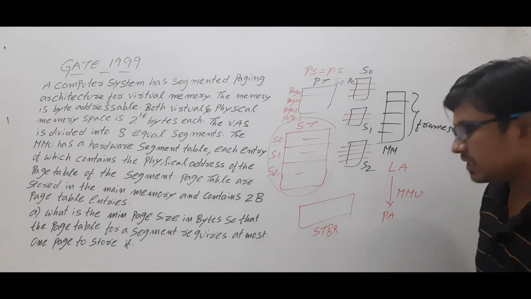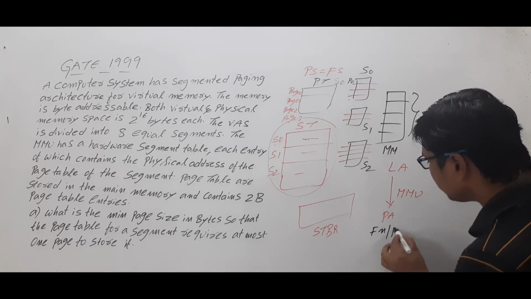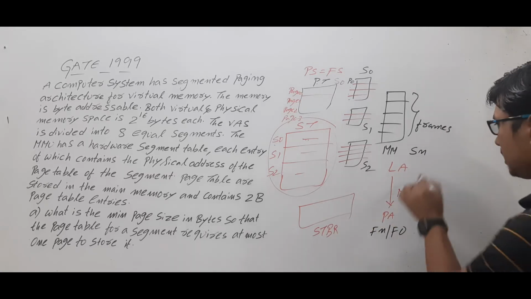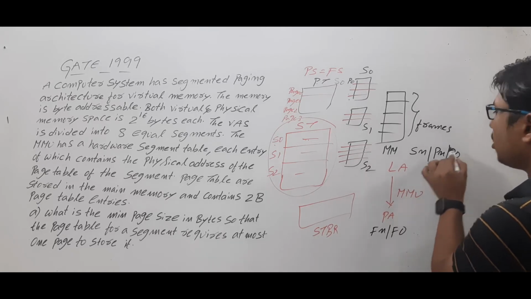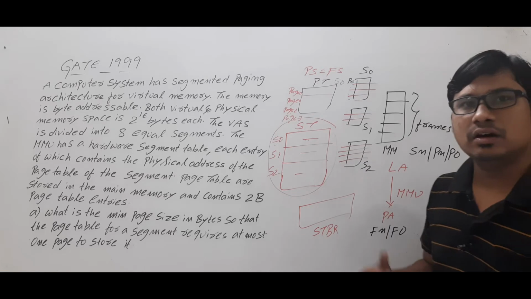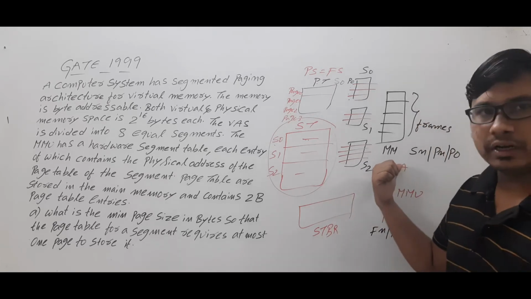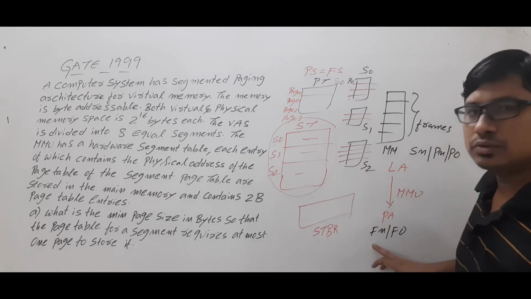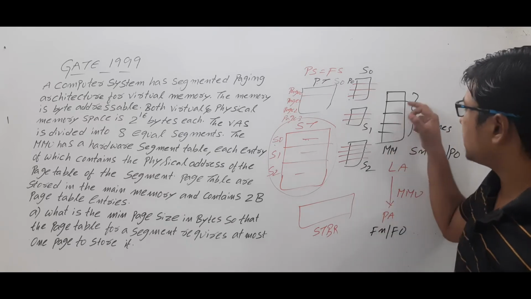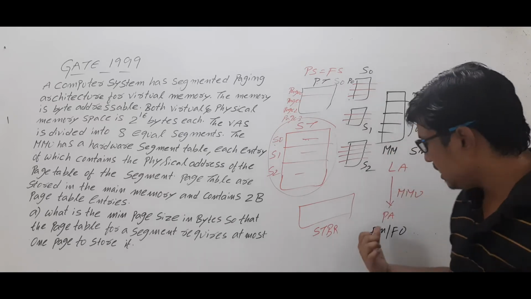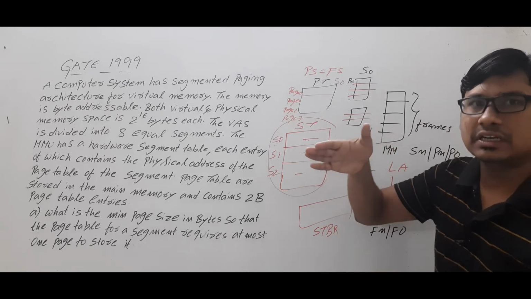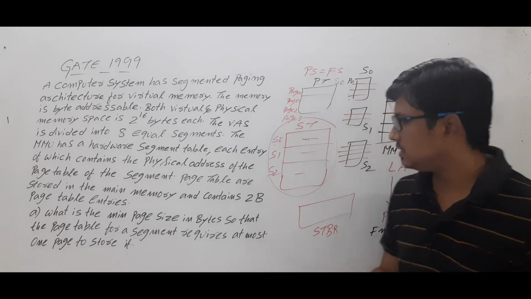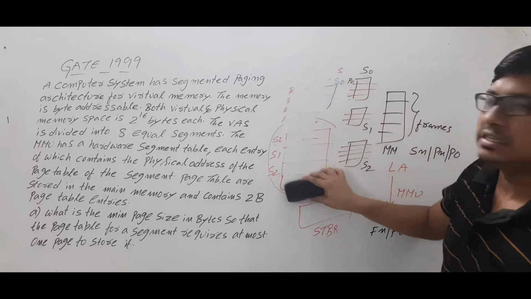The physical address will consist of frame number and then frame offset. The logical address will consist of segment number, page number, and then page offset. So the CPU will generate the logical address consisting of segment number, page number, and page offset. The memory management unit will convert it to the physical address consisting of frame number, because main memory is logically divided into frames and each frame will have certain bytes of information, so that will be identified with the help of the frame offset. Is it clear? So this is an overview of segmented paging.